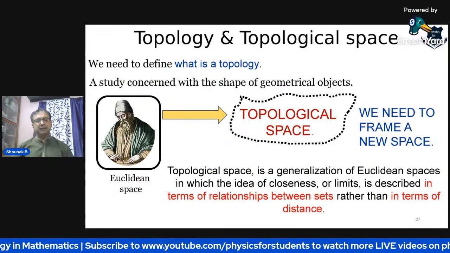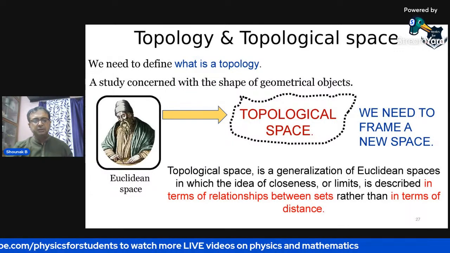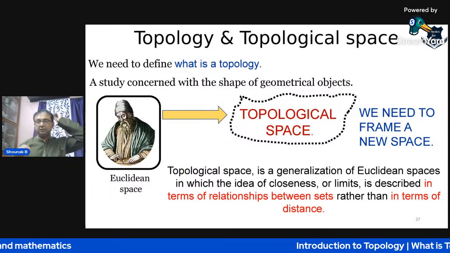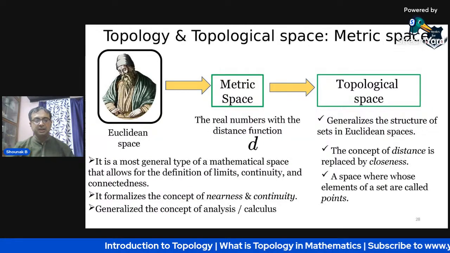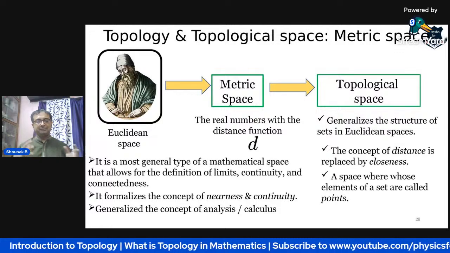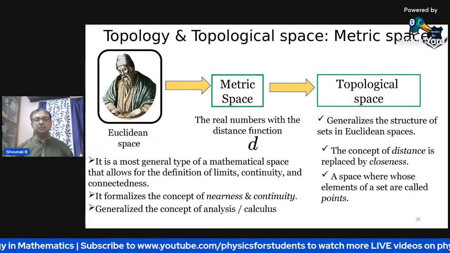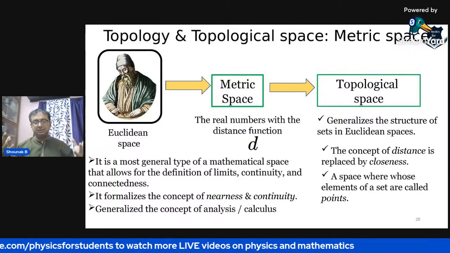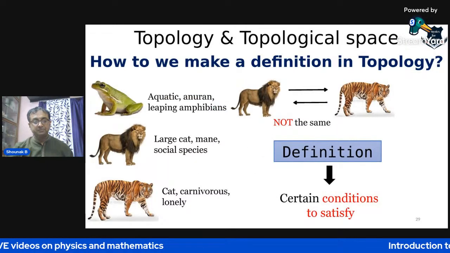We understood also how we move from Euclidean space into a topological space, because a topological space is a generalization of Euclidean space, in terms of relationships rather than in terms of distance. That means now we will talk in terms of relationships rather than distance, d, etc. There is one kind of topology called a metric space, where we try to define the distances using d. But a topological space is a structure which generalizes Euclidean space, a space where the elements of a set are called points.